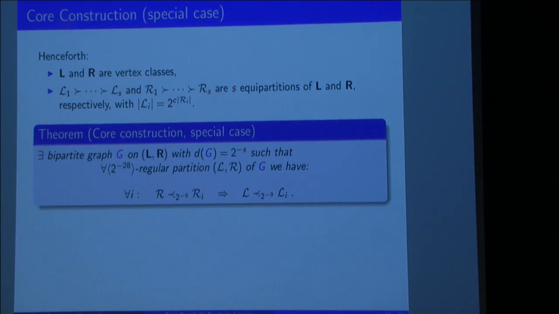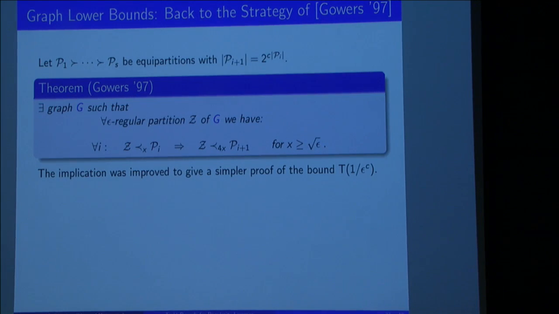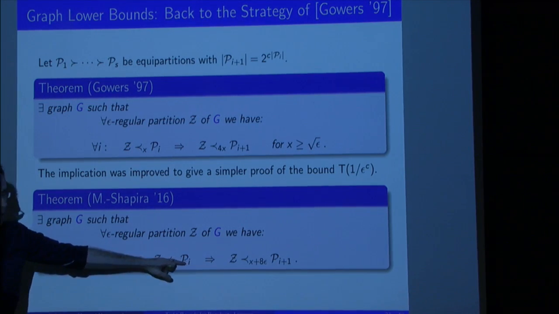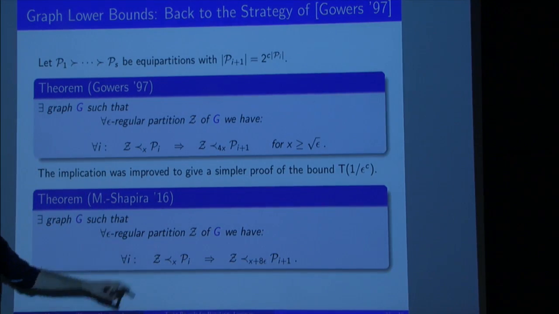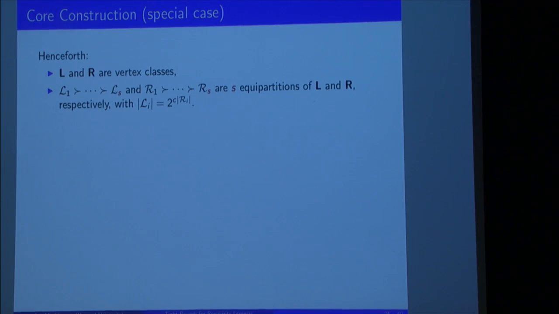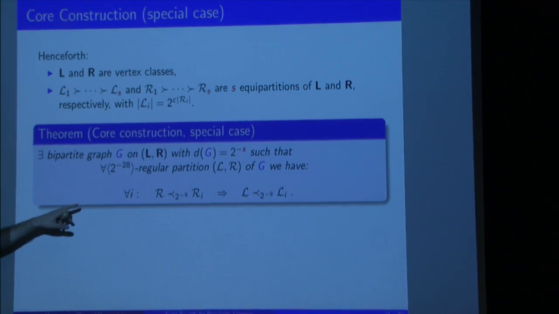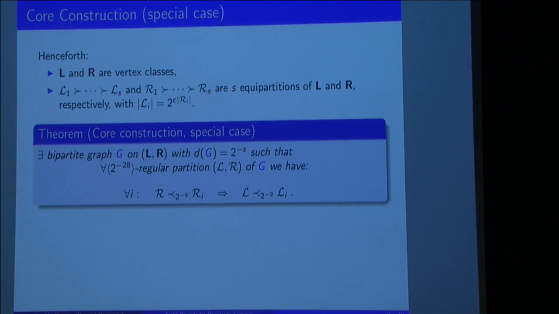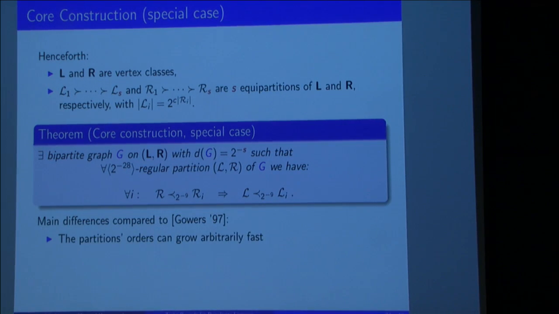Right? In Gowers' key lemma, let me go back to Gowers' key lemma, there the situation was, if you refine P1, then you approximately refine P2, then you apply this again, you approximately refine P2, then you approximately refine P3, and so on. This is not the case here. If you approximately refine R1, then you approximately refine L1, and that's it. It stops here.